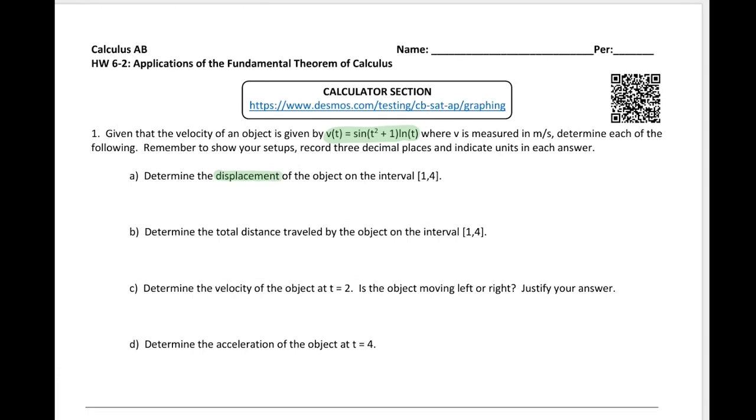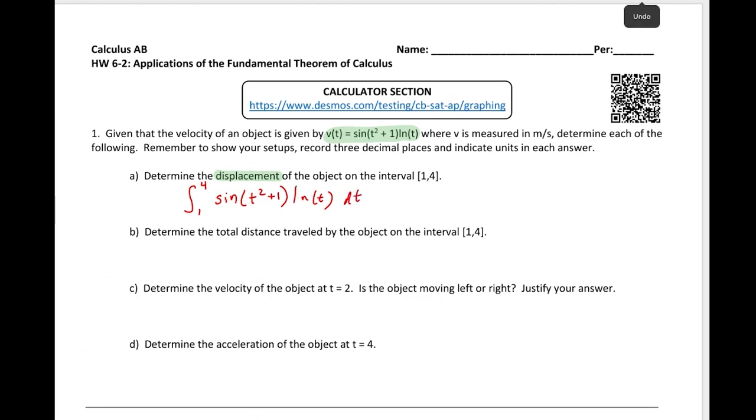So displacement is this net change in distance, and we can find that by integrating the velocity function from 1 to 4. In other words, we want to find the value of the definite integral from 1 to 4 of that function v(t). So you can either write v of t or you can write the entire equation. Either way is fine. I'm going to put the whole thing in there. Okay, and so dt, of course.